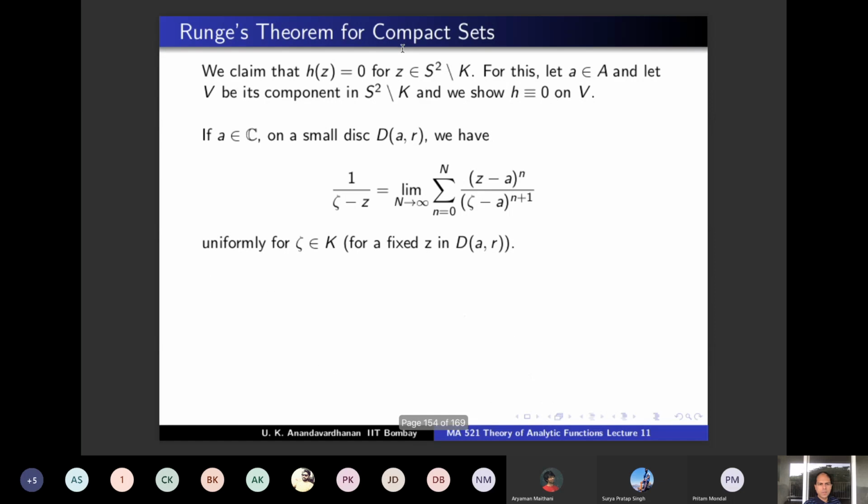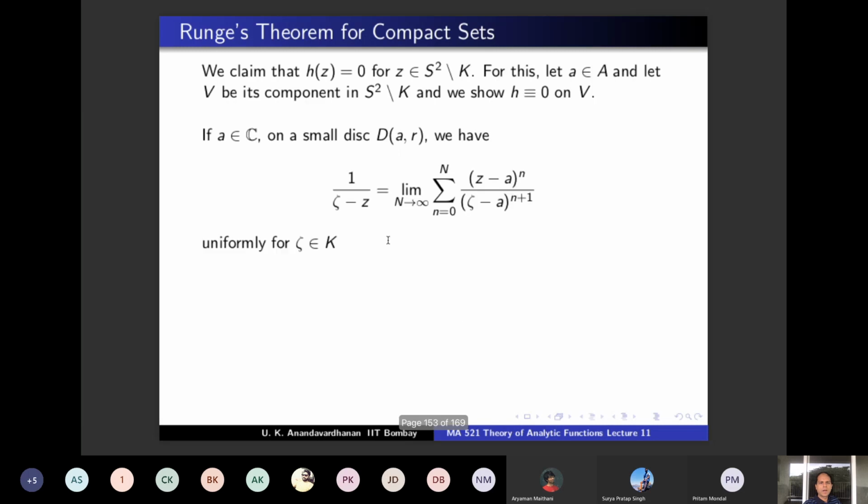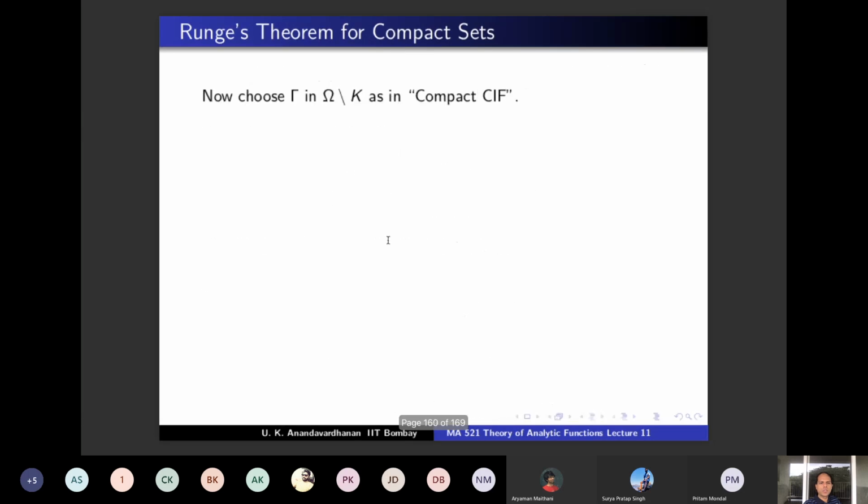So the main step of the proof is this: we define this function which we know is holomorphic on S2 minus K, and we have shown that this function is identically 0 on S2 minus K. What do we need to show? We need to show that integral f d mu is 0 if f is any holomorphic function on omega containing K. So that's what is remaining, and for that we will use the Cauchy integral formula.